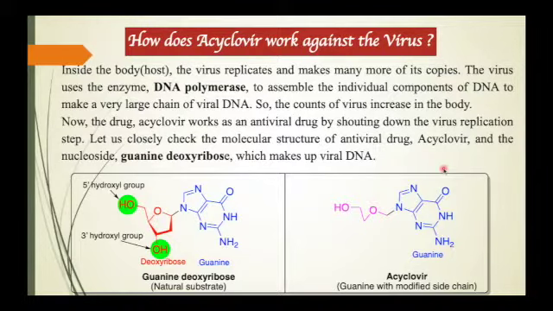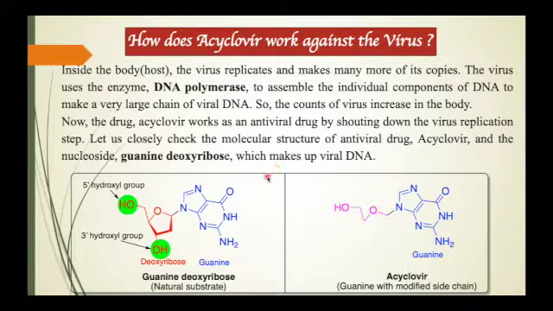So how does acyclovir work against this virus? Inside the body, the virus replicates and makes many more copies of itself. The virus uses the enzyme DNA polymerase to assemble the individual components of DNA to make a large chain of viral DNA. So the count of virus inside the body increases and we become more sick.